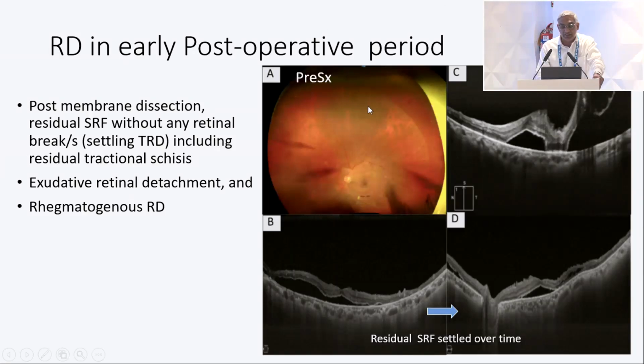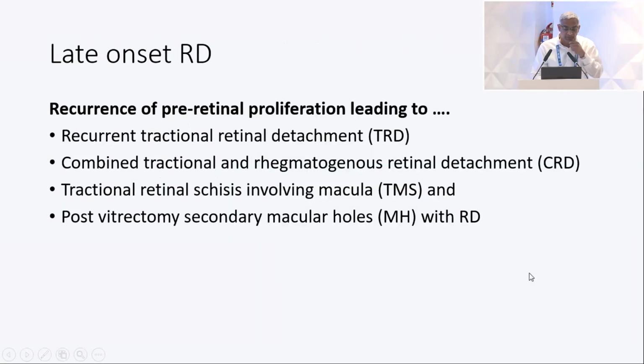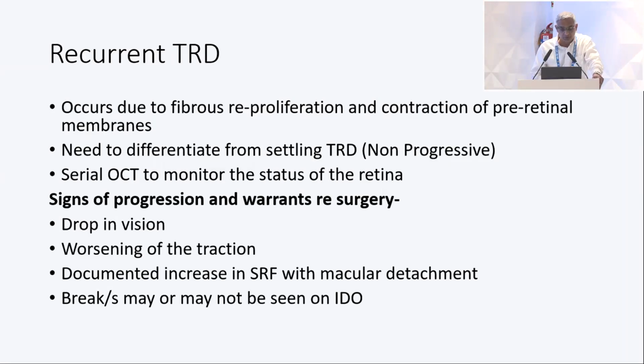And this was a patient who had a membrane, pre-surgery photograph, macular traction. And once you relieve it, this was the picture. We ensured more or less that there was no break created, and waited for a while. And then over a period of time, this macular area settled down. The patient is doing well. But particularly when they come with late onset, usually it is due to pre-retinal proliferation leading to either tractional or combined detachment. They can also have retinoschisis, and another important component here, sometimes a secondary macular hole as well.